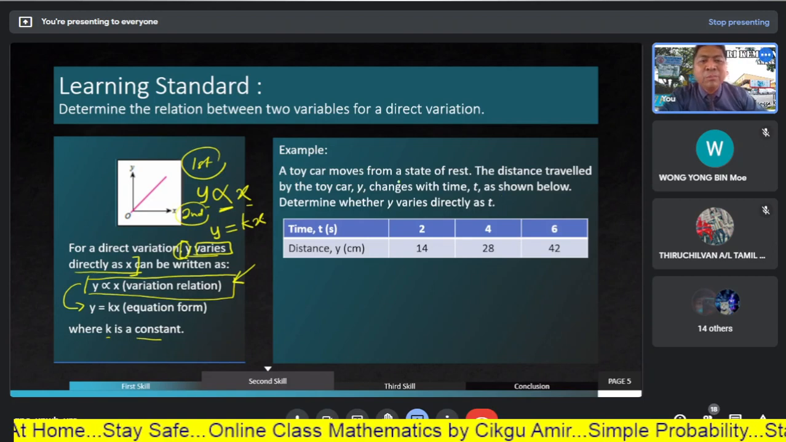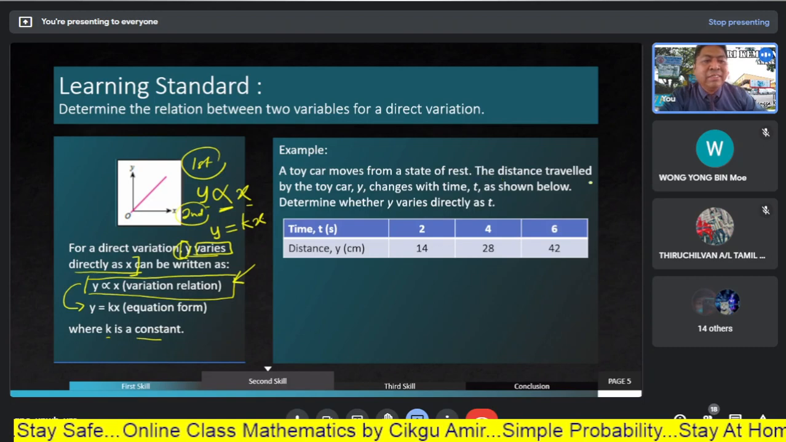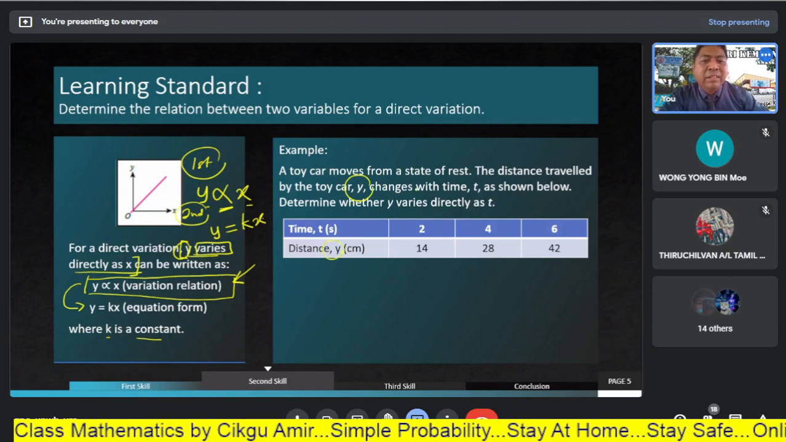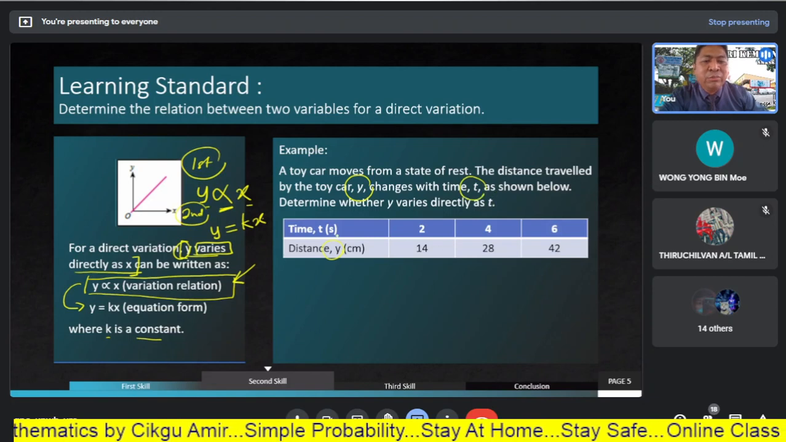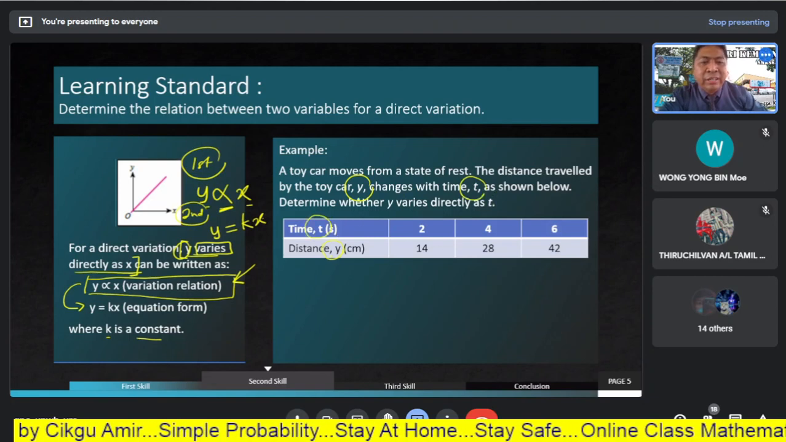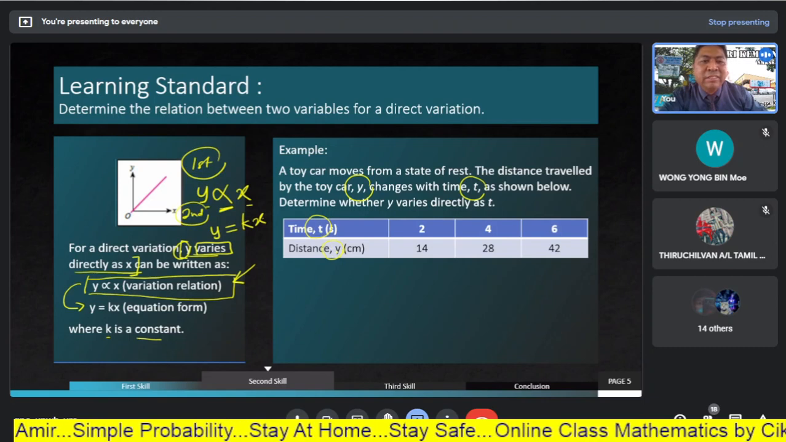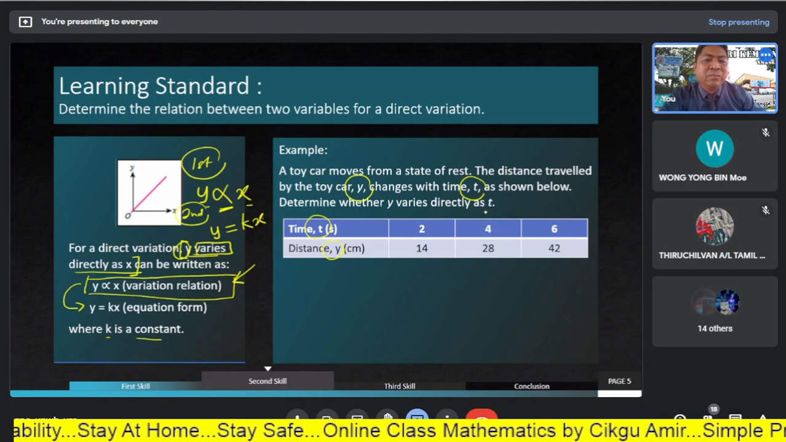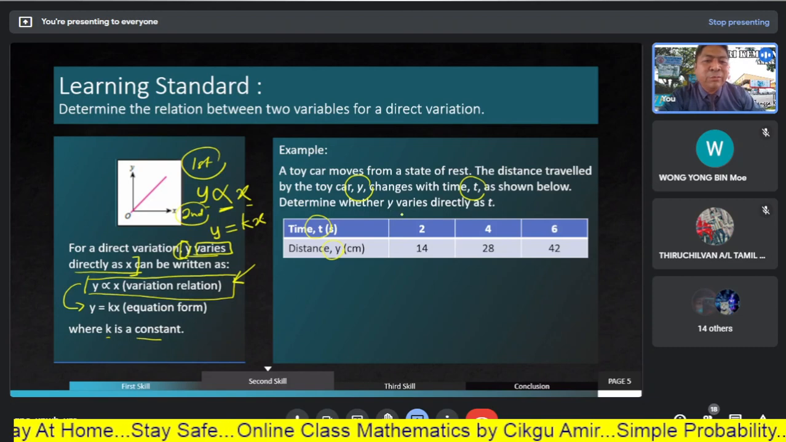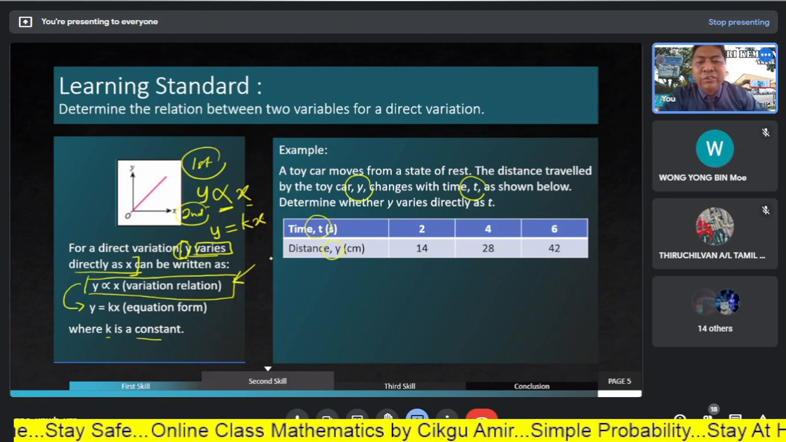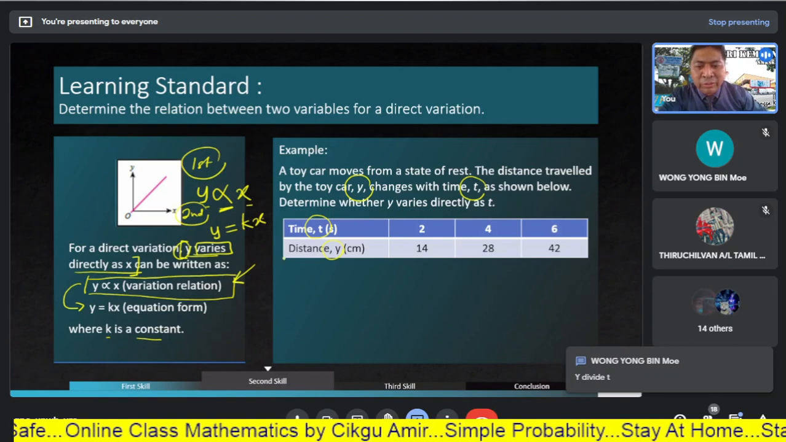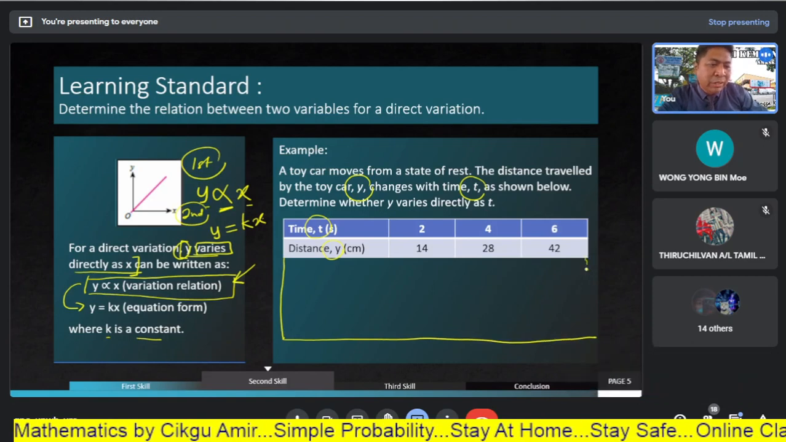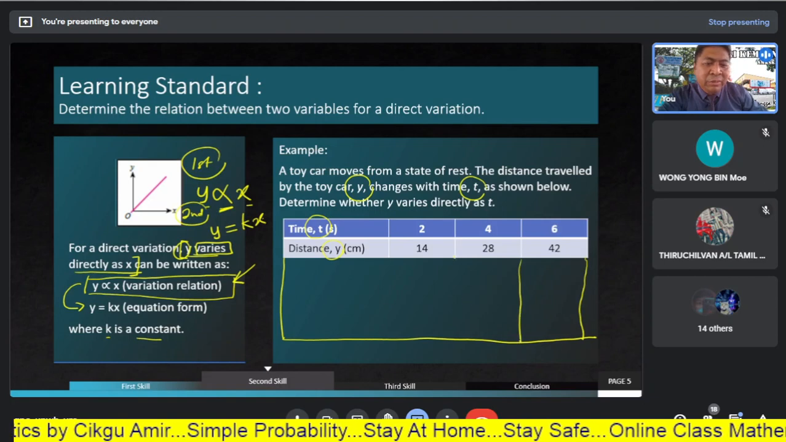A toy car moves from a state of rest. The distance traveled by the toy car is y, with time t, as shown below. Y changes with time. This is time, t. This is distance, y. Determine whether y varies directly as t. So to determine this, I add one table below.